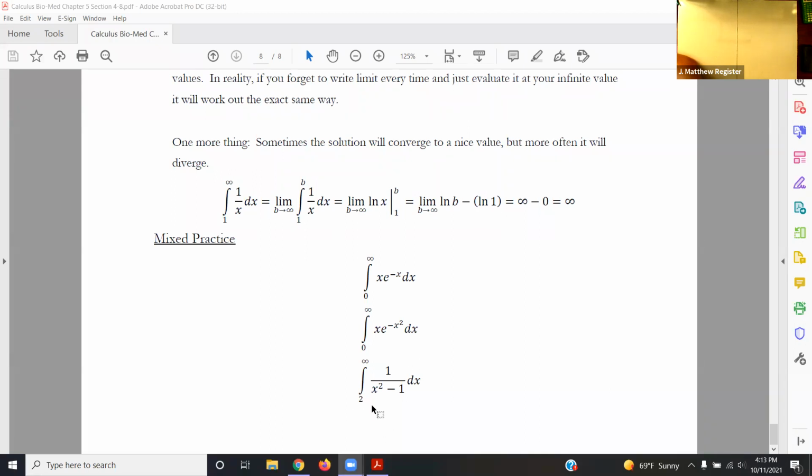And then this last one, the integral from 2 to infinity of 1 over x squared minus 1, that's going to be a partial fraction decomposition problem. And so these 3 are good to practice with. And let's see if we can do them. We'll start with number 1. The integral from 0 to infinity of x e to the negative x dx.